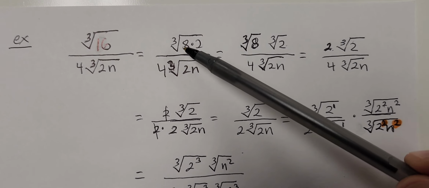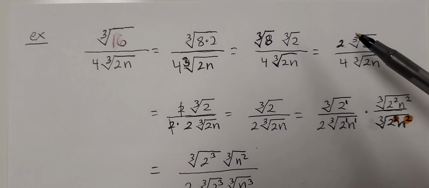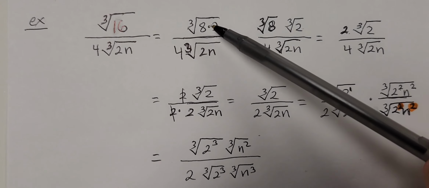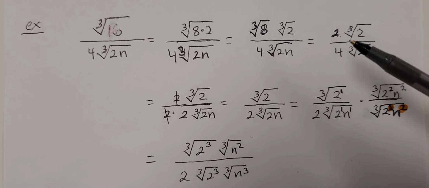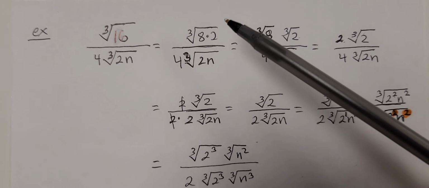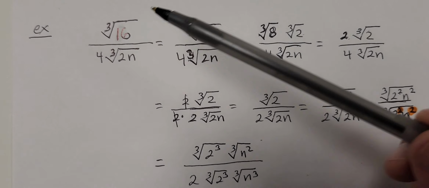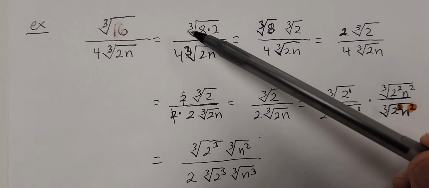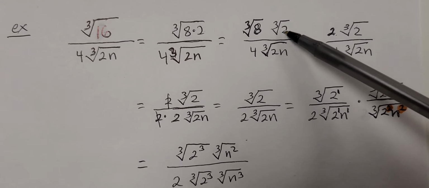And the reason why I chose 8 and 2, because cube root of 8 will become this 2. Okay, cube root of 8 will become this 2 right here. So 16 is separated into 8 and 2 because 8 times 2 is 16. And then I separate it again, cube root of 8, which is here, cube root of 2, which is here.